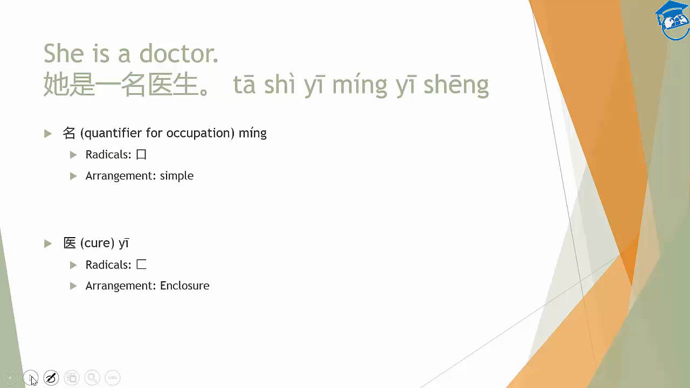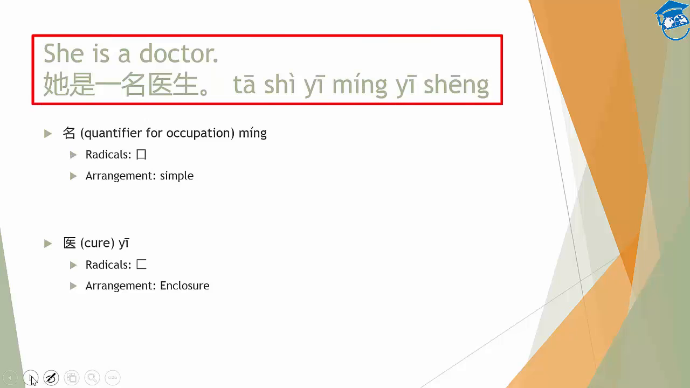Next one, she is a doctor. Now, just in case you end up in a Chinese hospital, so you know how to ask for a doctor. She is a doctor. In Mandarin, it is 她是一名医生. Okay, so here there's a new quantifier. So this quantifier is generally used for occupations. In the coming slides, you will see more of this being used.